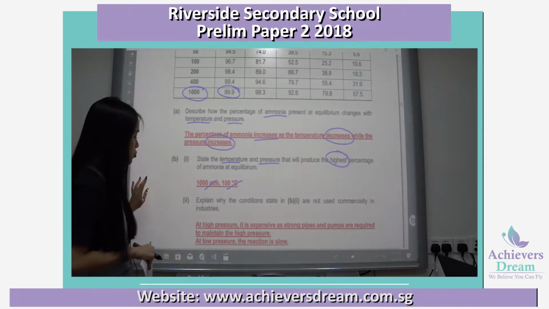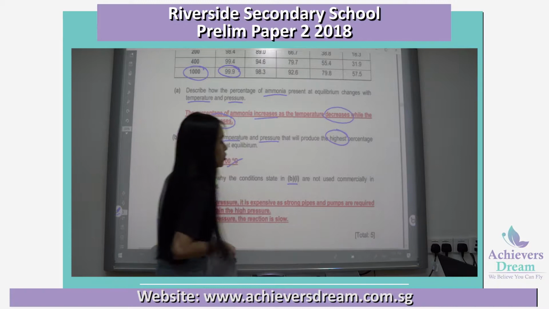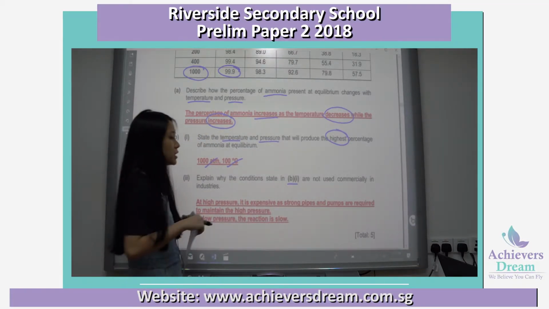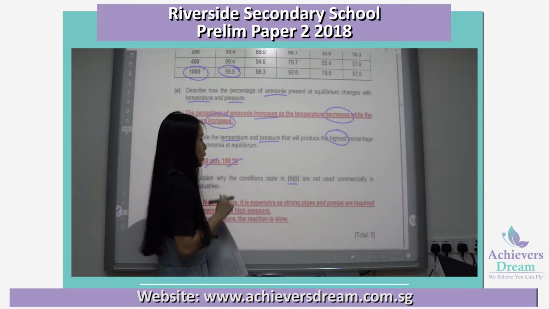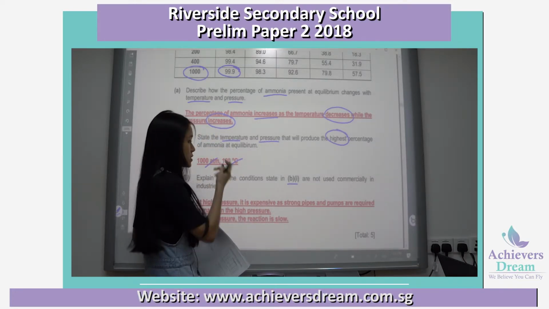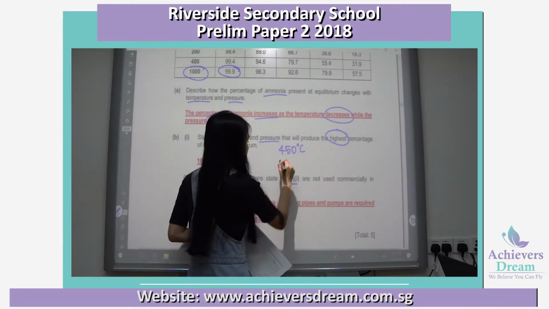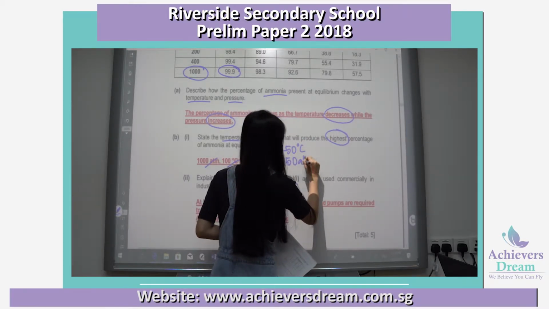So these should be the two values that you have written down here. Now part 2. Explain why the conditions stated in B, part 1 are not used commercially. If you remember in your textbook, what is the exact temperature and pressure for the Haber process? The temperature is 450 degrees Celsius as well as 250 atm.